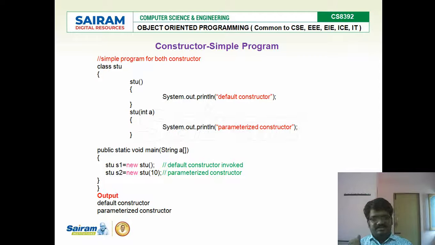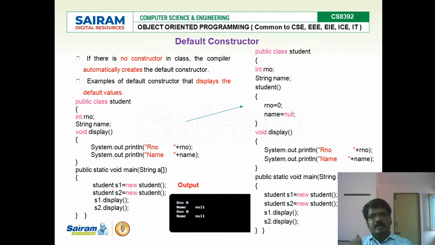What is a parameterized constructor? Now we'll see another example for the default constructor. If there is no constructor in the class, the compiler automatically creates the default constructor. Actually, while creating every object for the first time, the default constructor will be created. That is what we have seen in the syntax. What is the syntax for creating an object generally?